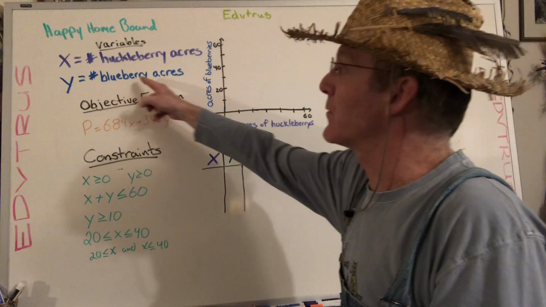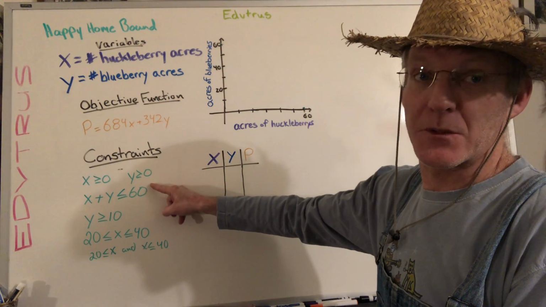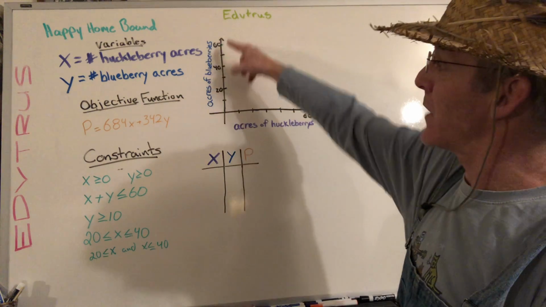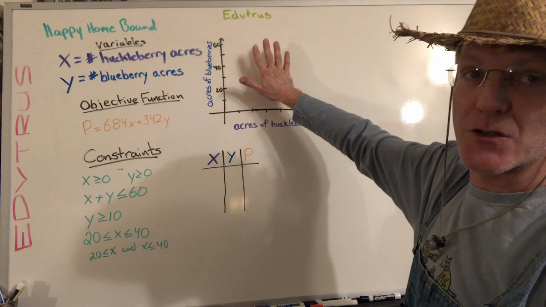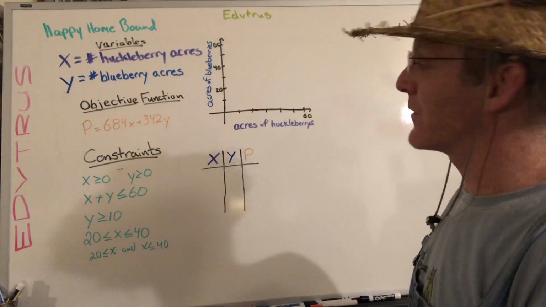And Y, being the number of blueberry acres that I grow, has to also be greater than or equal to 0. So that's why I've drawn my coordinate plane only in the first quadrant. I've limited it there. I'm not worried about the second, third, or fourth quadrants. So I've drawn it for that reason.